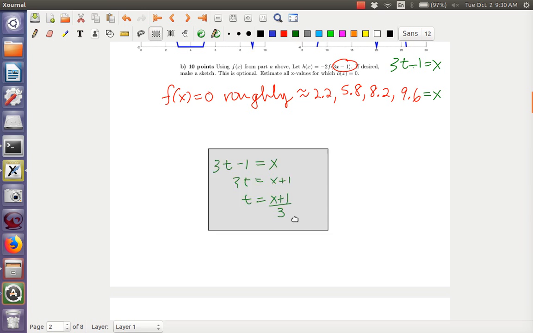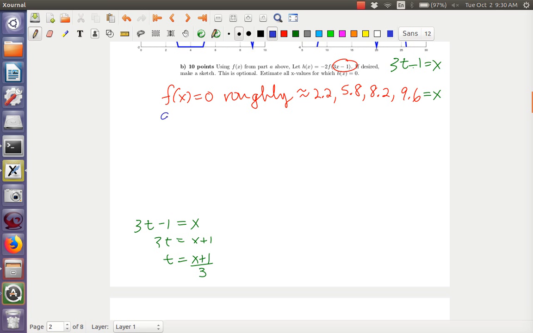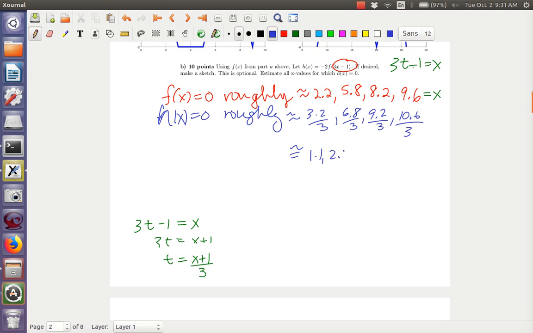I'm just going to push this aside. h of x equals 0 roughly when I add 1 and divide by 3, for each of the four values. Which is equal to something like 1.1, 2.3, 3.1, 3.5. These are rough estimates. And that's all I wanted you to do for that question.